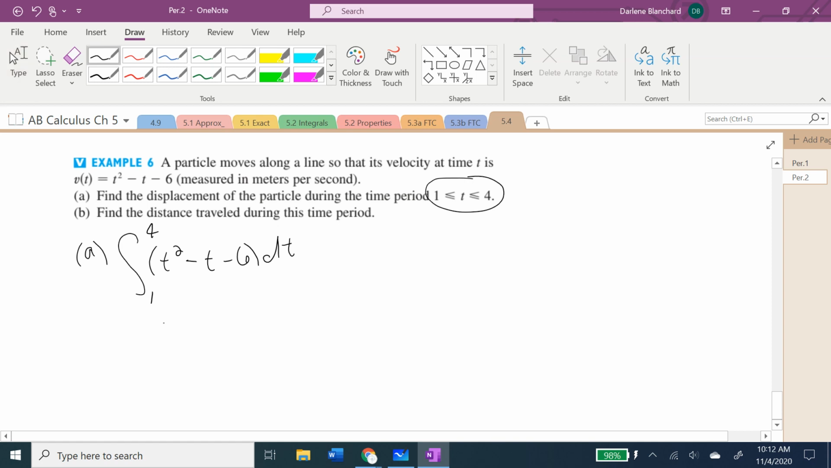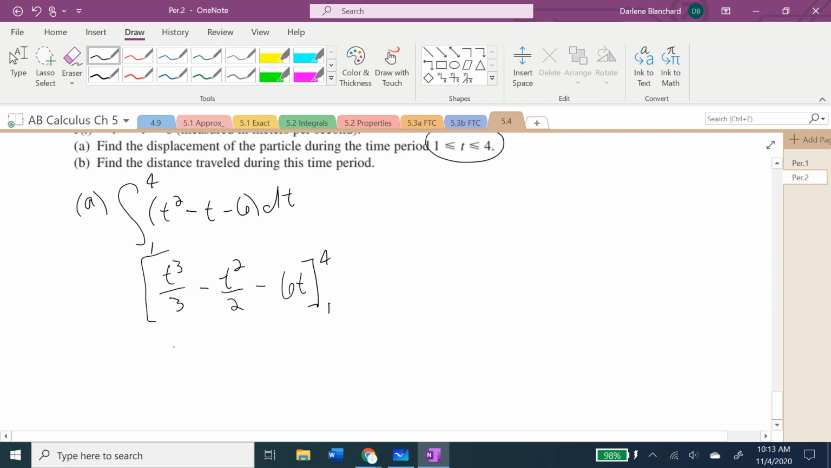And if that's all you're doing, then you just get to go, yay, power rule, power rule, power rule, or constant. Anyway, then you plug in the 4 minus you plug in the 1, and you get a lovely number. Let's see. If I mess up on my arithmetic, make sure to tell me, because I do that sometimes.